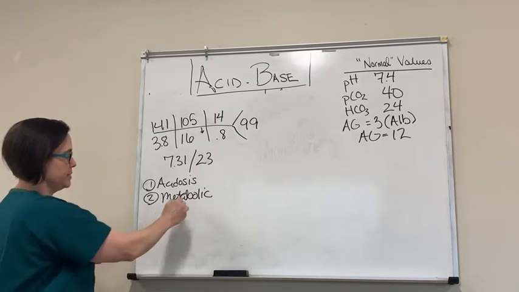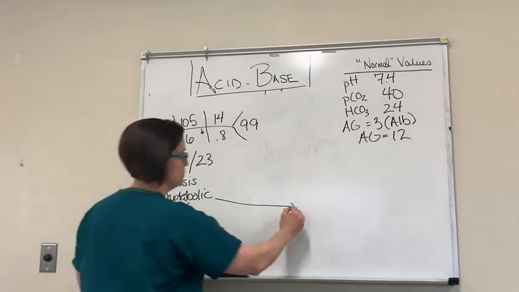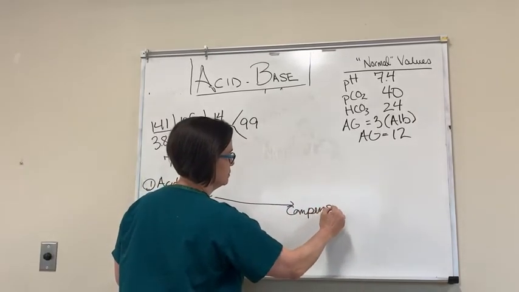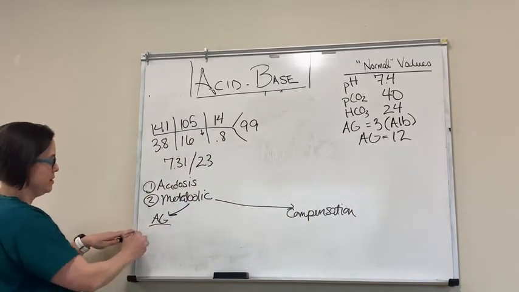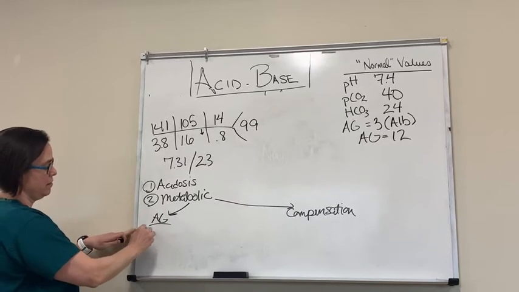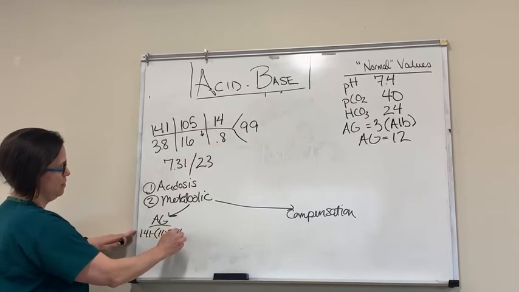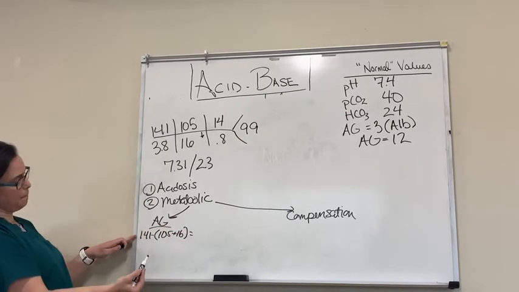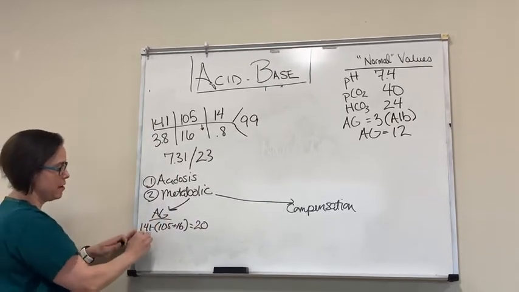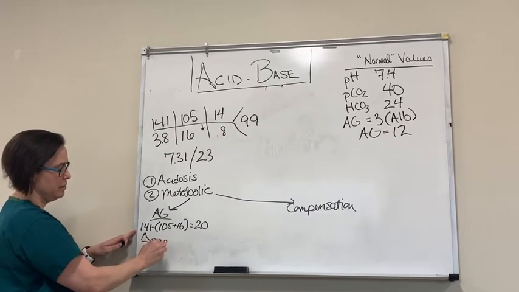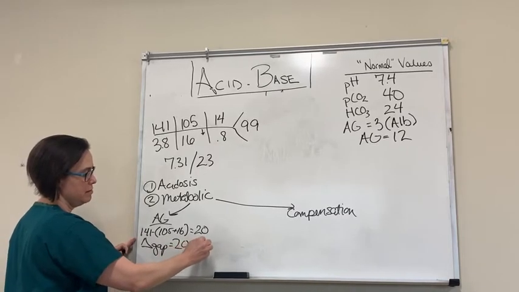And then anytime we have a metabolic acidosis, what are the 2 things we do? We do an anion gap and look at compensation. Okay, so my anion gap, how do I calculate that? Sodium minus chloride minus bicarb. Which equals what? 20. Okay, so that's my calculated anion gap. Then I have to figure out my delta gap, which is my calculated minus normal. So 20 minus 12 is 8.